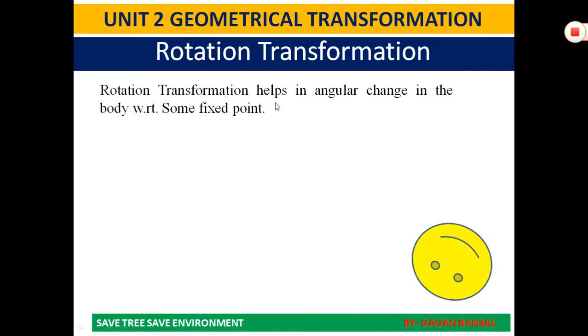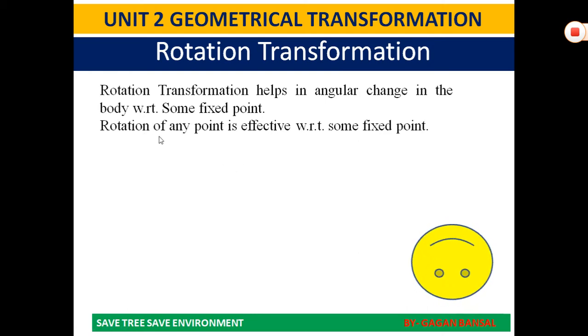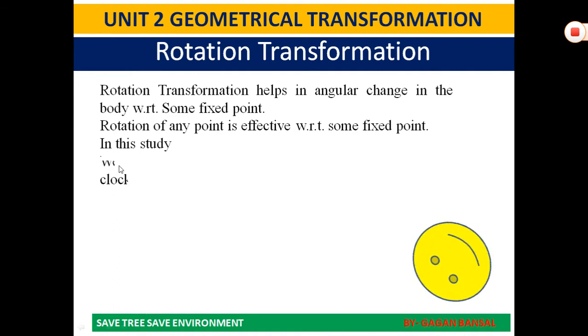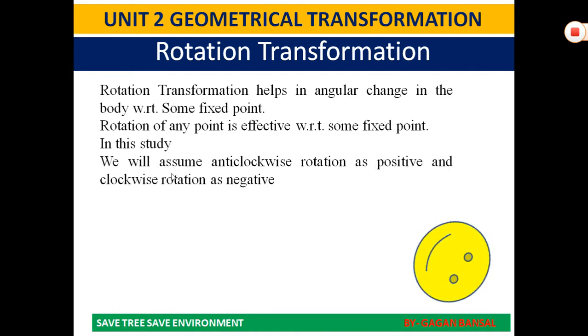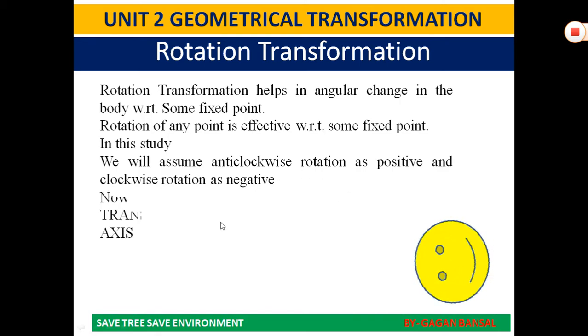So what is rotation transformation? Rotation transformation helps in angular change in the body with respect to some fixed point. What does it mean? That rotation of any point is effective with respect to some fixed point, or we can say axis. In this study we will assume anti-clockwise rotation as positive and clockwise rotation as negative.